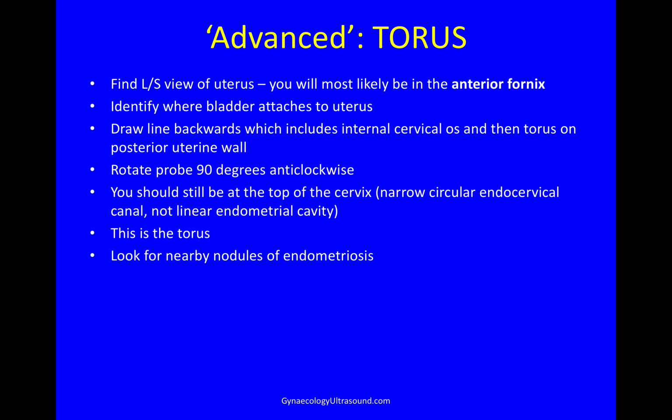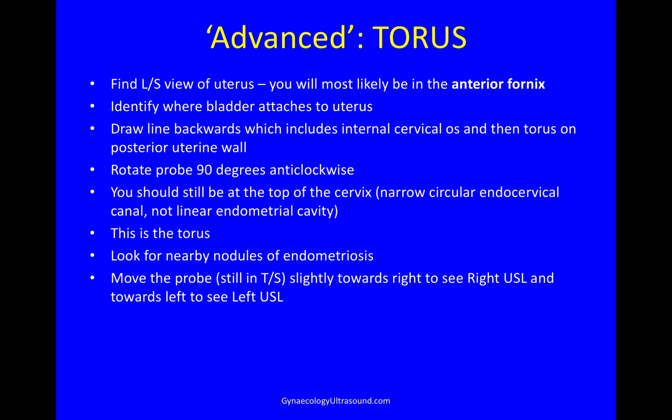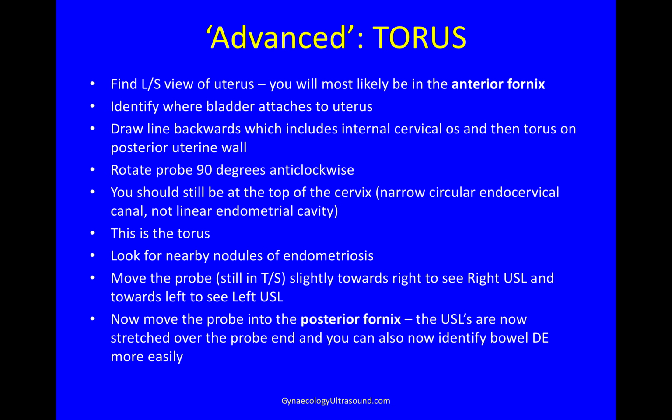This is the torus, so this is where the uterosacral ligaments attach to the back of the cervix, and this is usually the center of deep endometriosis. So you can look for nodules of endometriosis. And if you move your probe in the transverse plane slightly toward the right, you'll see the right uterosacral ligament, and on the left you'll see the left uterosacral ligament, and I'll show you a video in the next slide. Then you move your probe into the posterior fornix, and the uterosacral ligaments are now stretched over the probe, and you will also be able to identify bowel deep endometriosis more easily.